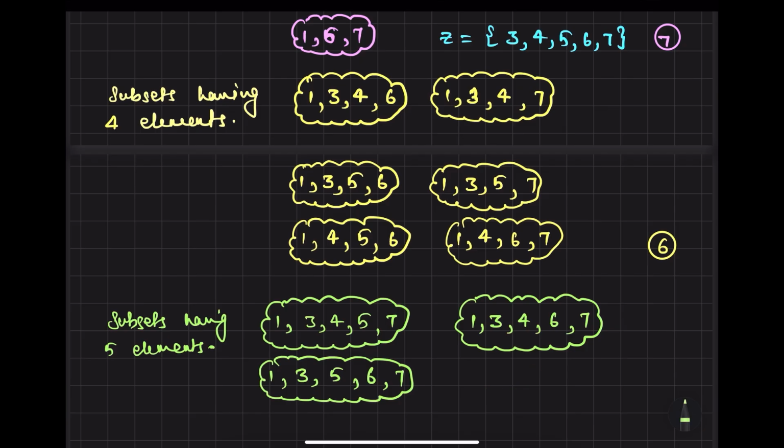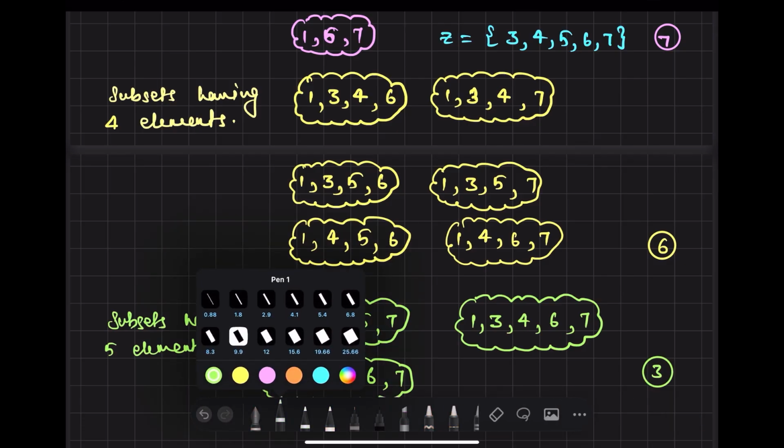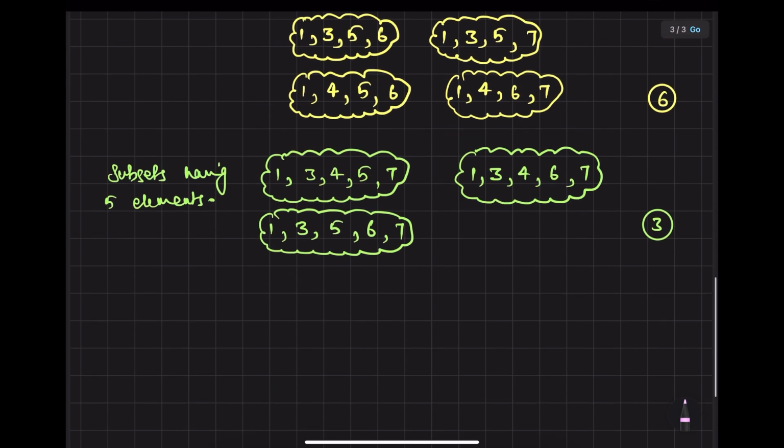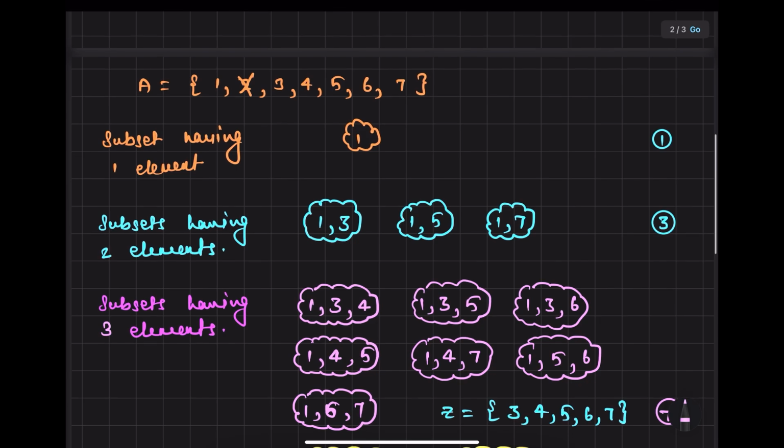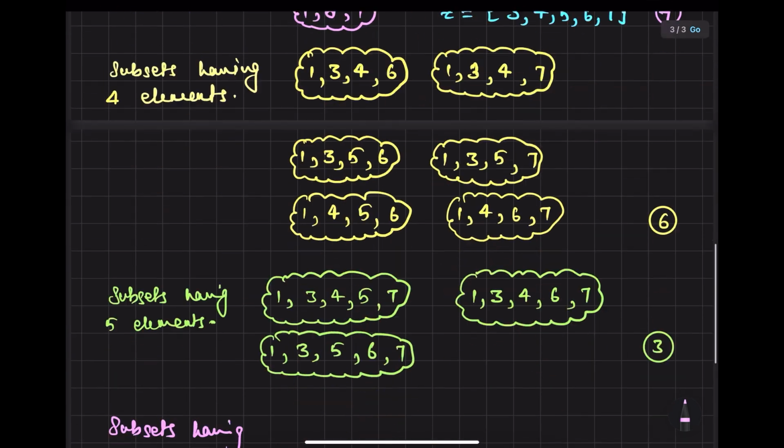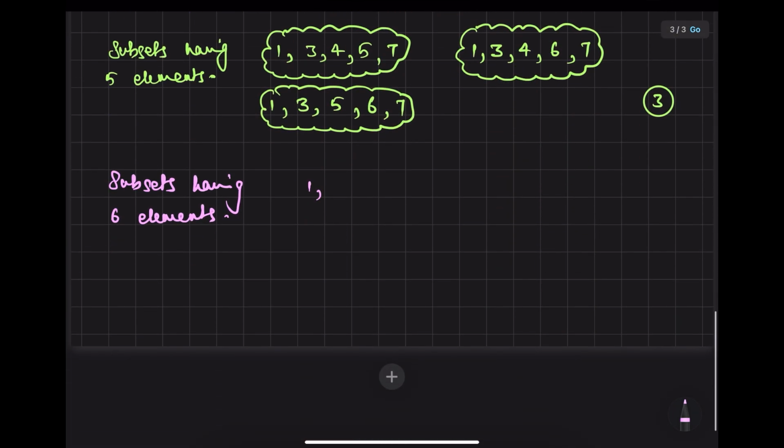Now you are done with 5 elements. Correct. Now we will go with subsets having 6 elements. 6 elements means what? Earlier we had 7 elements. Now 6 elements means you have to introduce everything. So it is 1, 3, 4, 5, 6 and 7.